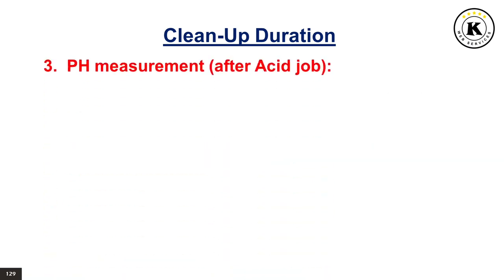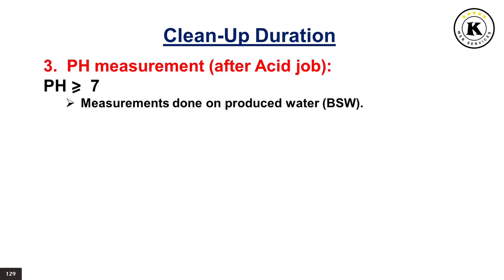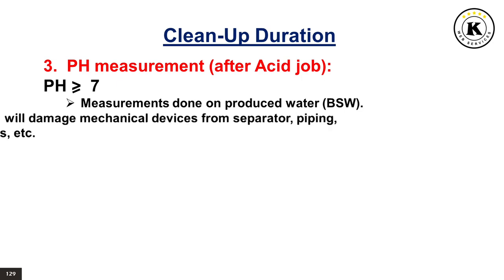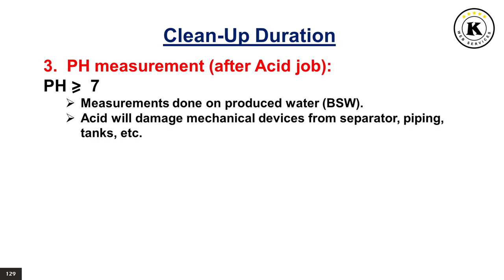3. pH measurement, after acid job. Check if pH is greater than or equal to 7. Measurements are done on produced water collected from BSW tubes. Acid will damage mechanical devices from the separator, piping, tanks, etc.